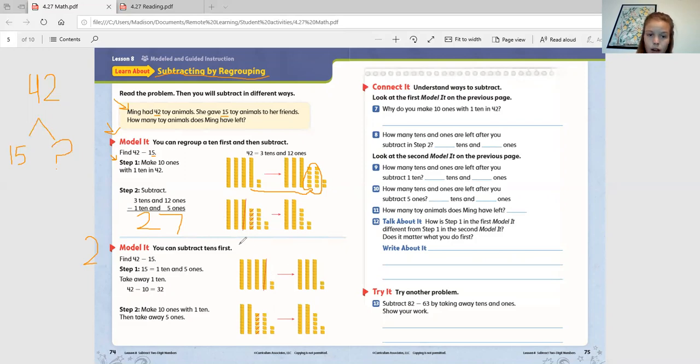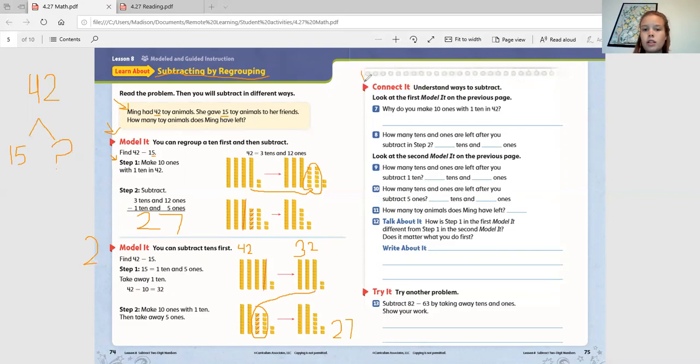All right, now down here in the second showing, it has us taking away one of the tens first. So it has us going from 42, taking away a 10, bringing it down to 32, and then breaking apart one of the tens, making it into 10 ones, and taking away the 5 ones, leaving us with 27.